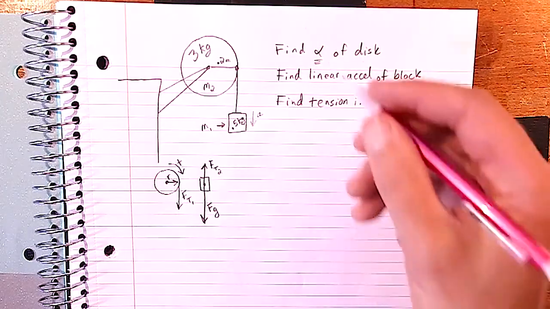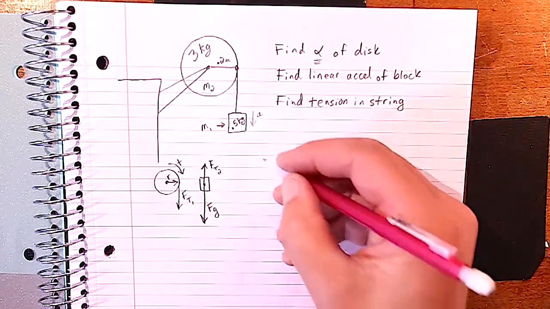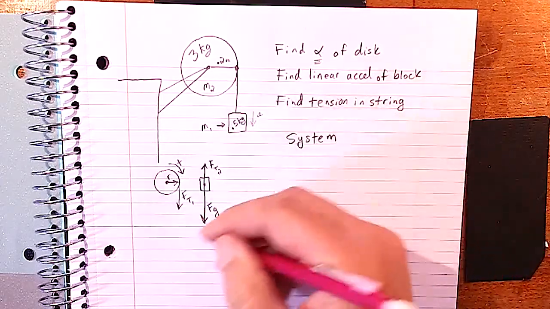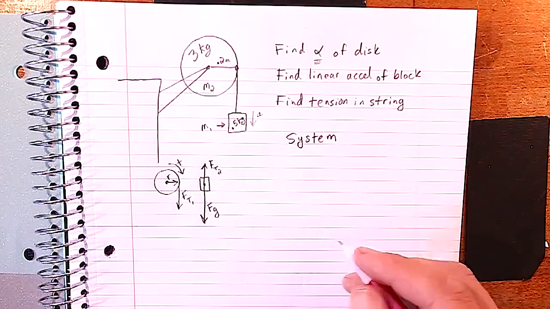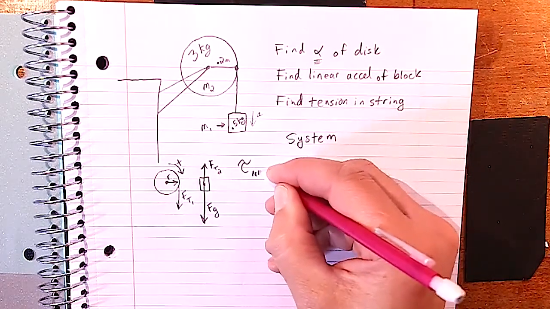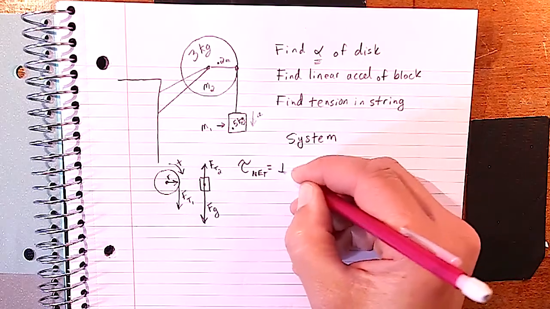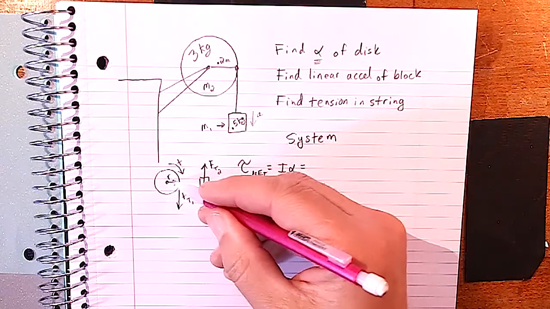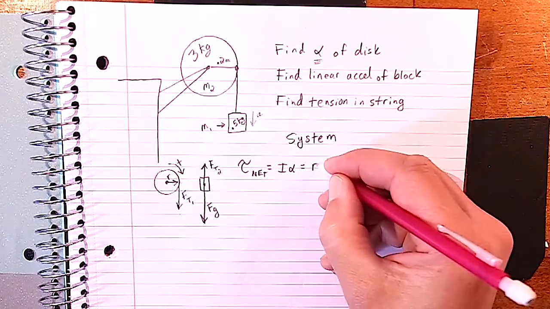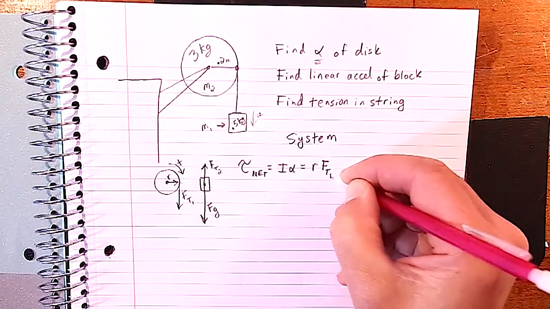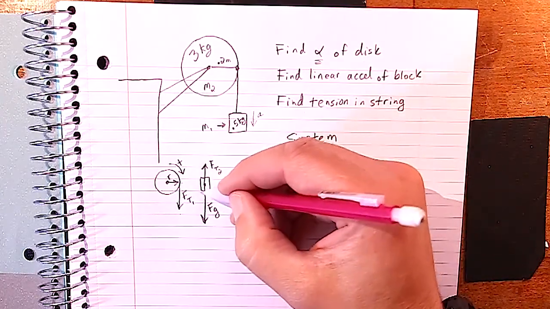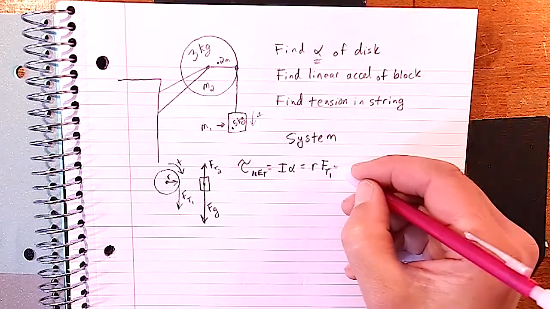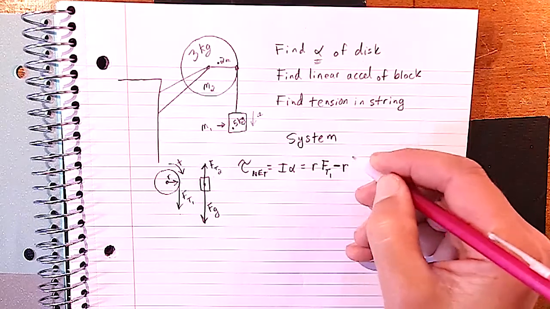So the way to solve for alpha, the best way to do this, is to do it as a system. We'll do everything all at once. We'll treat this as one system. So what we do is we say net torque equals I alpha is equal to, and let's see what we have. Well, we have R cross F_T1. So that's going to be F_T1. Then we have F_T2 acting up, but also at this same radius in the opposite direction. So that's going to be a negative torque.